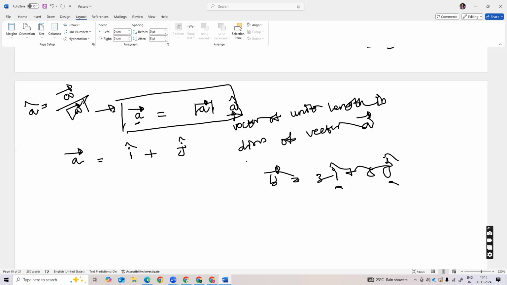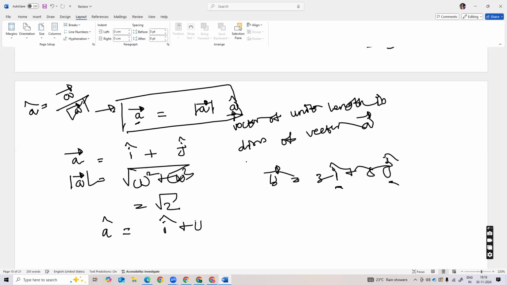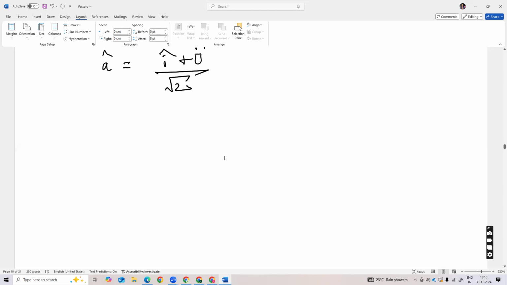So if you have a vector A, we will find its magnitude, which is equal to the square root of 1 square plus 1 square. So it is basically root 2. So unit vector A, or the vector of unit length in A direction, is basically i plus j divided by root 2. So this is how you can find the unit vector in the direction of any given vector.